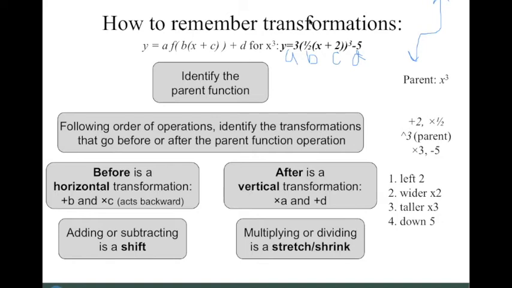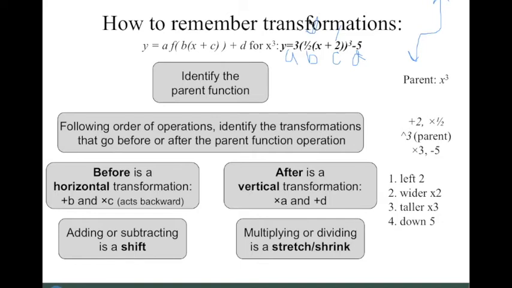And then our next operation for order of operations, after we take care of the x plus 2, would be times 1/2. Again, this is before the cubed, so this is going to be a horizontal transformation. Times 1/2, if I think about it backwards, that's going to be a stretch. It's going to stretch twice as wide. So think about the opposite of a half is 2. So this will be a stretch twice as wide, horizontally still. Okay, and then I cube it.